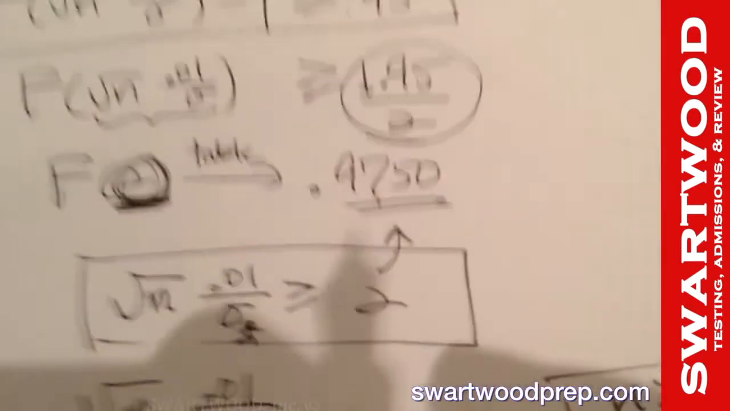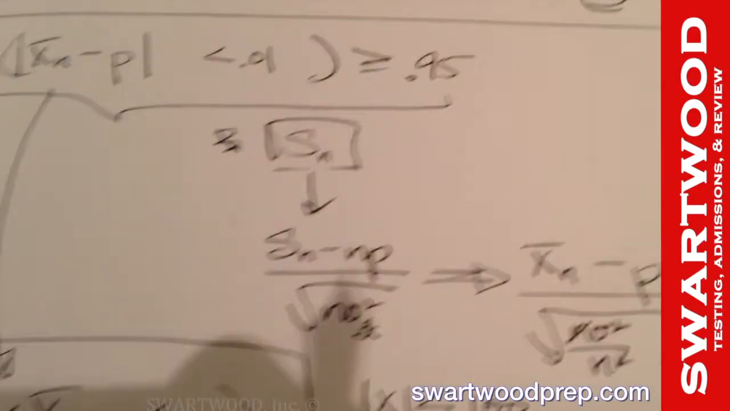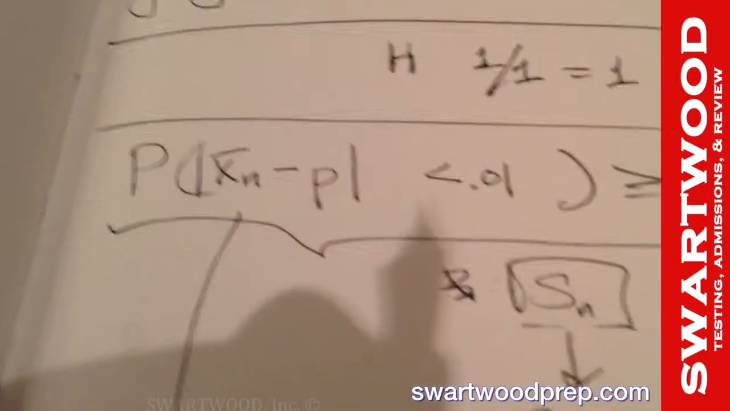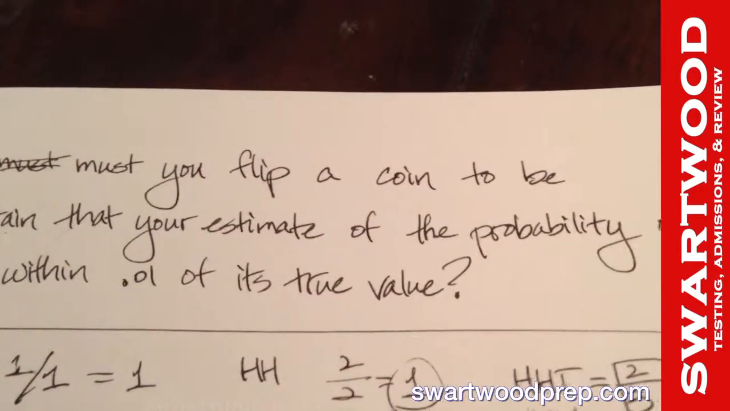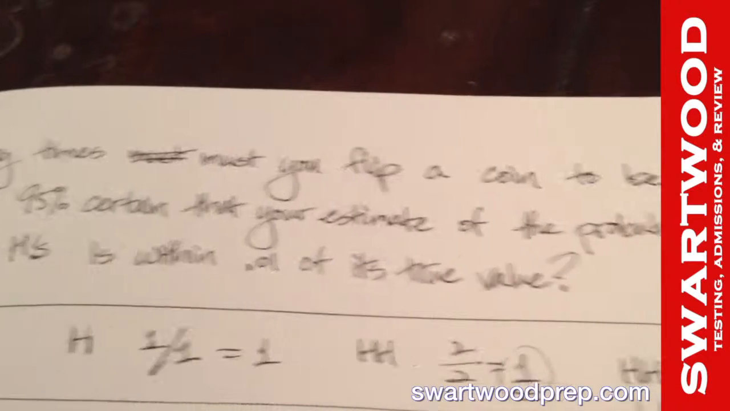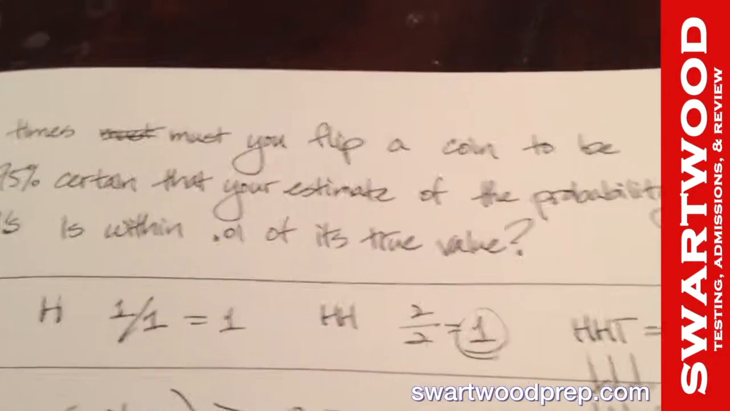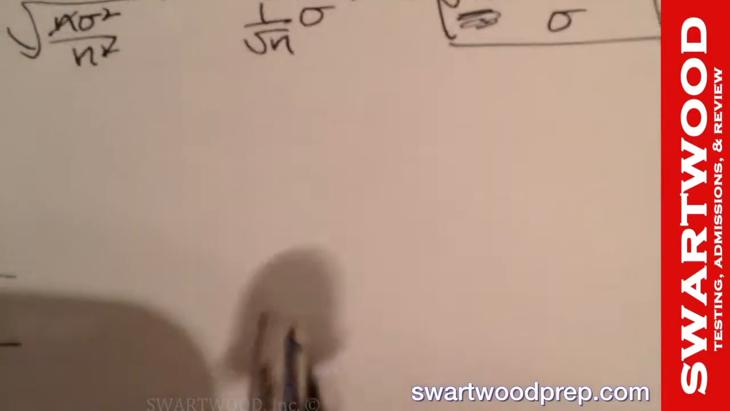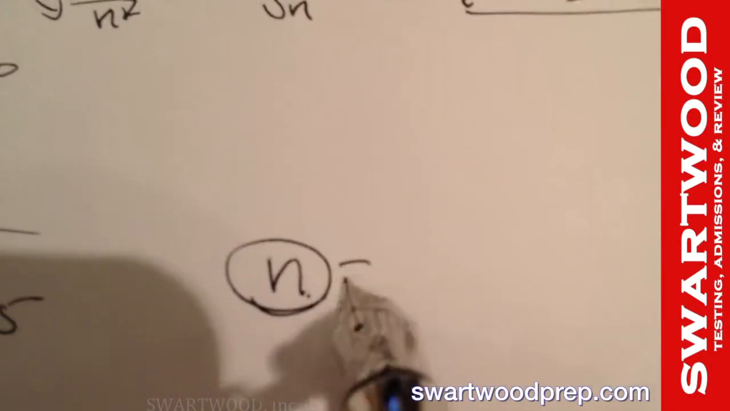So I know that was kind of painful. Let's go through this one more time, and I'll try to talk you through it. Okay? So we start off with the same thing. We translate this into symbols. So how many times must you flip a coin to be at least 95% certain that your estimate of the probability of getting a heads is within 0.1 of its true value? So what are you looking for? You're looking for n. So never forget that. You're actually looking for n.